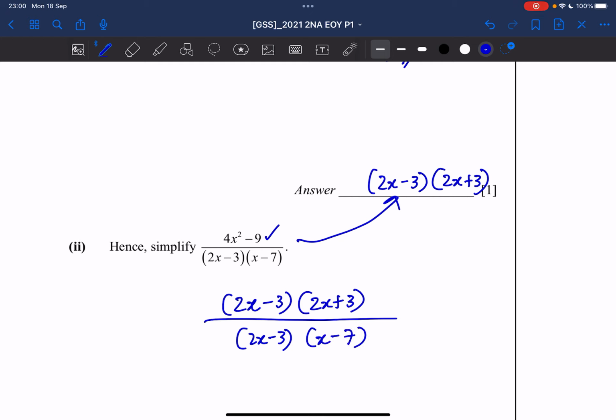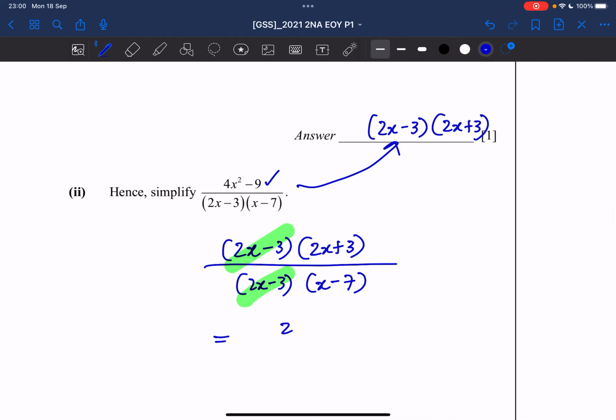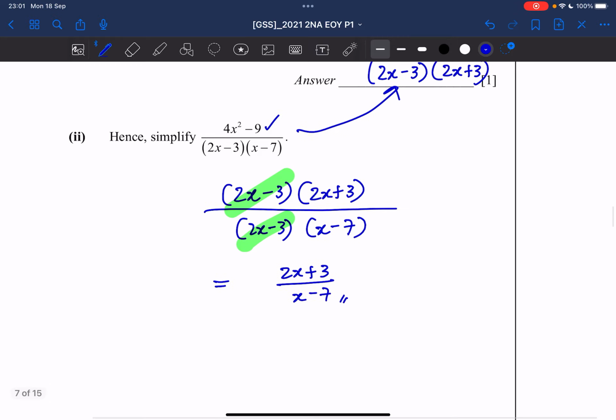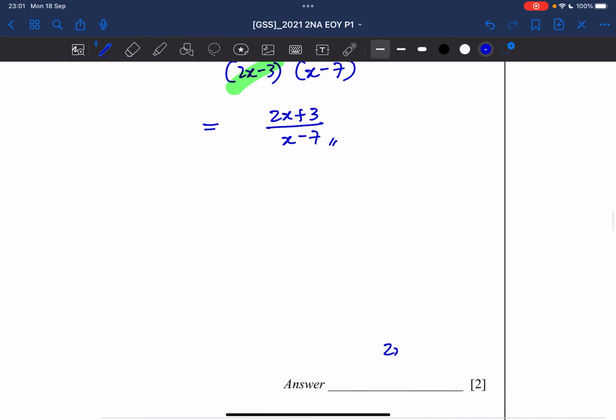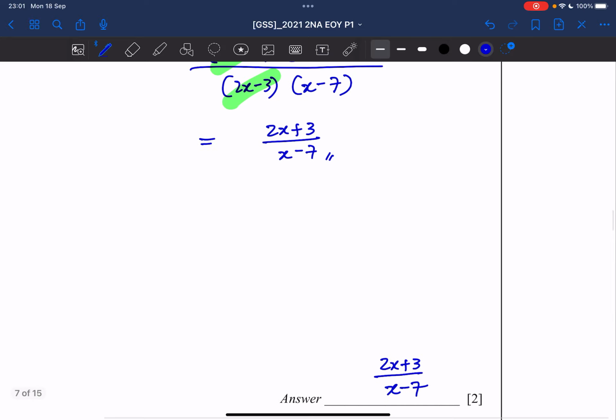So we notice that we can cancel off. Can you see this 2x minus 3 and 2x minus 3 is the same? So we can cancel that off. So our remaining is our answer: 2x plus 3 over x minus 7. So that is our answer. We just need to write down our answer here, over x minus 7.